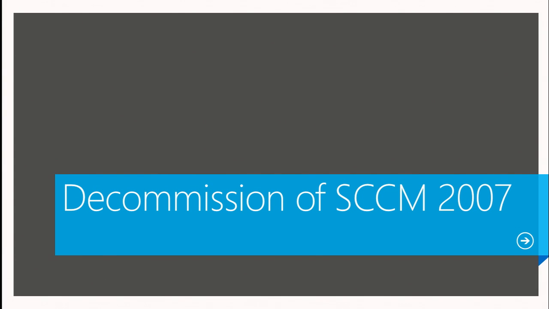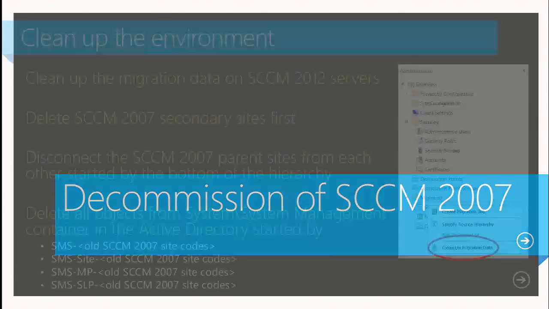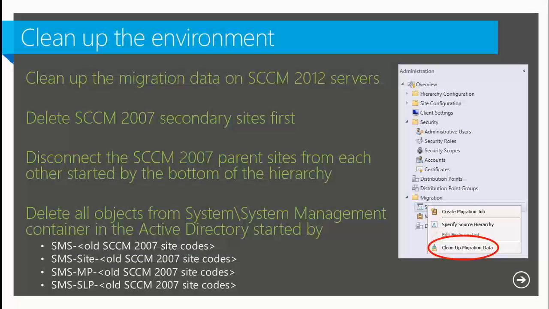As the last steps, you will be able to decommission the remaining parts of SCCM 2007 after you have finished the migration to 2012. What does that mean? First of all, you have to clean up the migration information on SCCM 2012 if you have used the migration job functionality. There is a very simple option for that: cleanup migration data, and it will clean up the SQL Server database of SCCM.